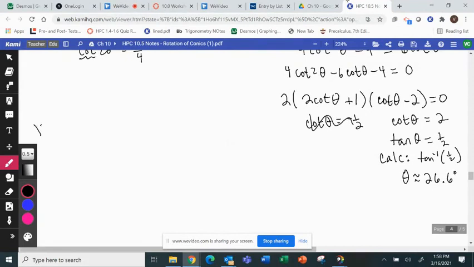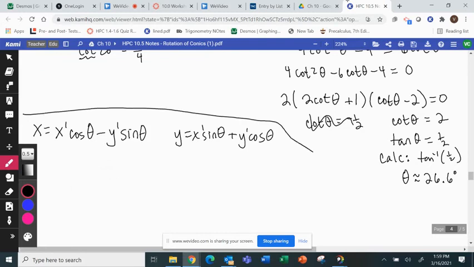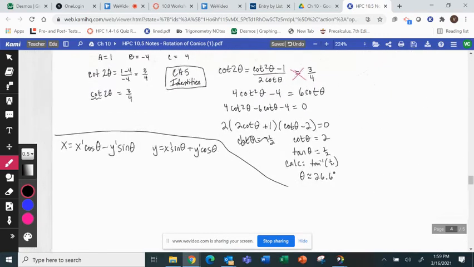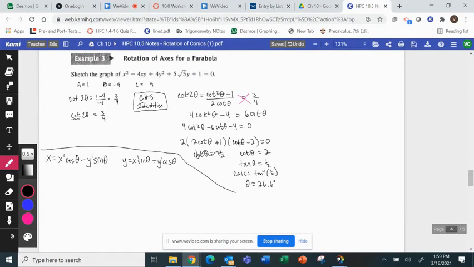So the x formula is x prime cosine theta minus y prime sine theta. And then y is x prime sine theta plus y prime cosine theta. So with this, the problem is if I type this all into my calculator, I'm going to have horrible decimals, and we're going to do an exact. We're going to find it exactly.